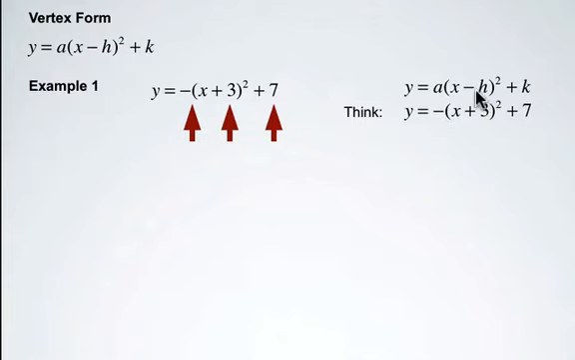Our h would be negative 3. And our k is 7. Remember that h is always the negative of what's here. So since this is plus 3, our h would be negative 3.